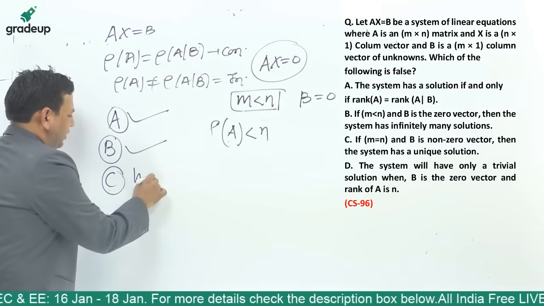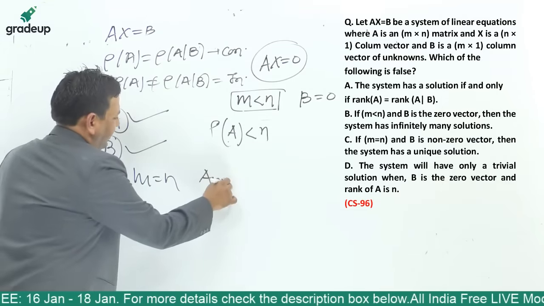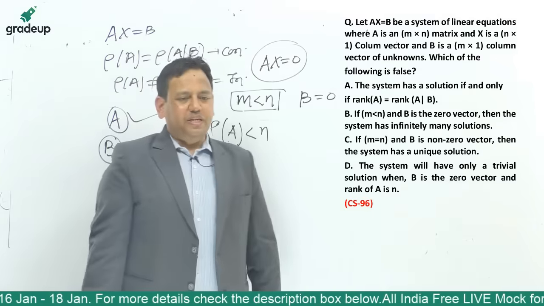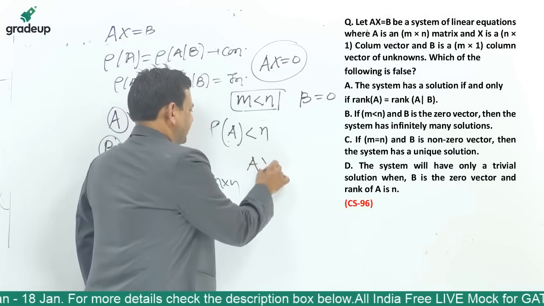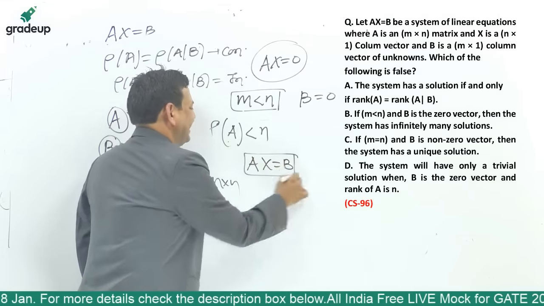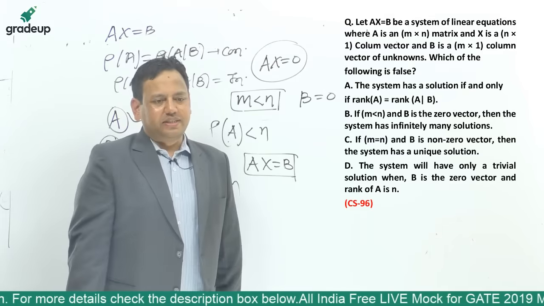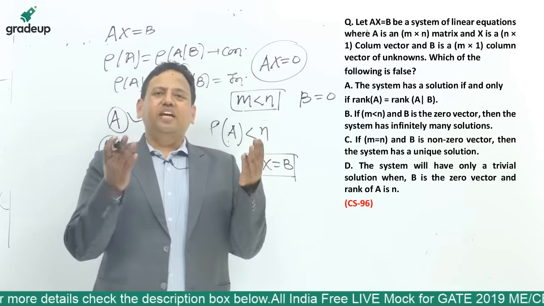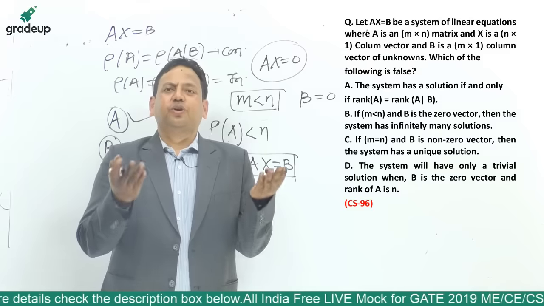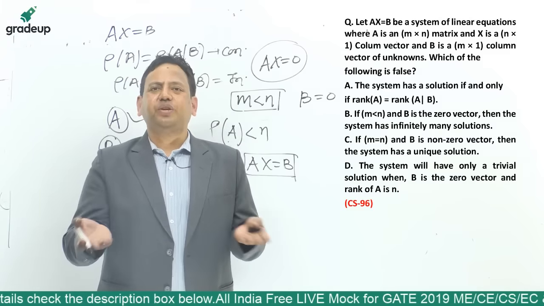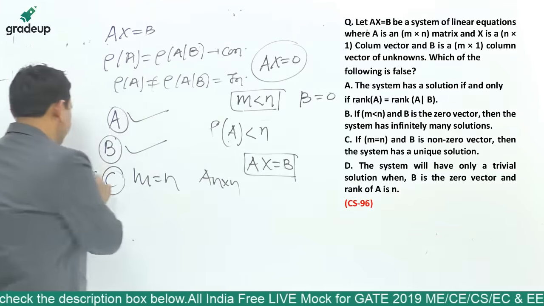Now tell me about C. They are saying M equal to N. So it is a square matrix of N cross N. Now B is a non-zero vector. So they are saying a system of non-homogeneous linear equations, then the system has a unique solution. They did not talk about the rank. So if you don't know the rank, how can you say it is unique or not? So this is a wrong statement.